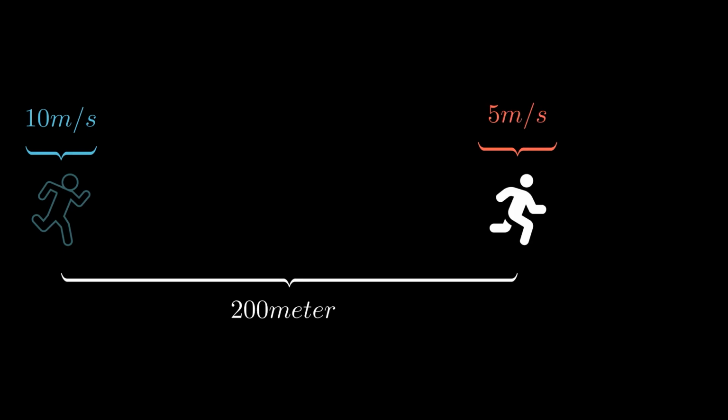Imagine two runners are running a race. The runner on the left, we'll call him the blue runner, has a velocity of 10 meters per second. The runner on the right, the white runner, has a velocity of 5 meters per second and a 200-meter lead.